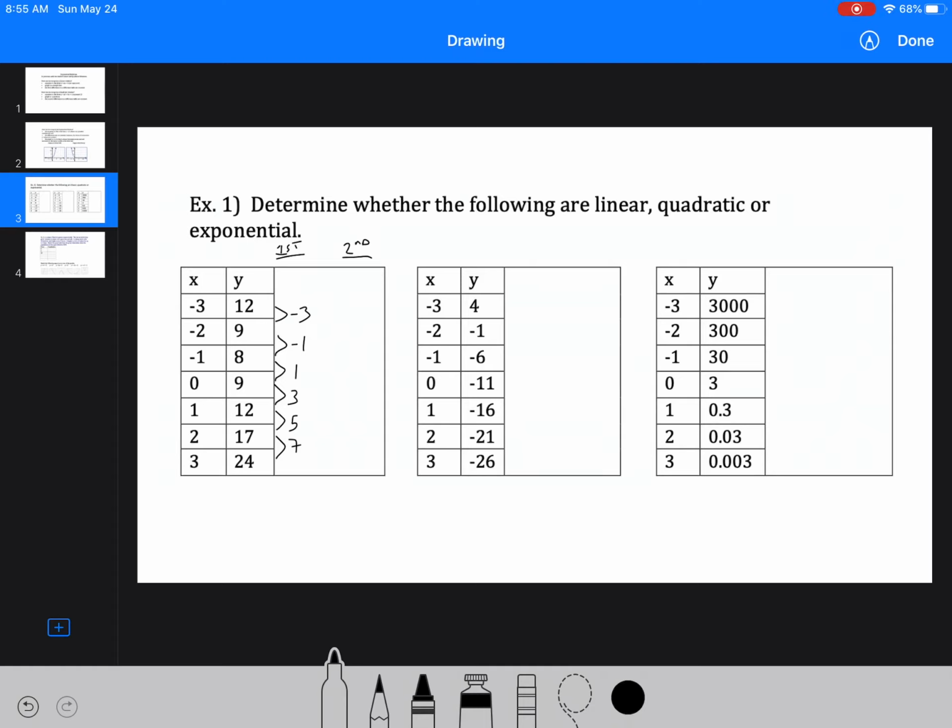I started at the bottom y value and subtracted the next number. That's the first difference. Now I'm going to do the same thing again, but with the new numbers. So 7 minus 5, I get 2. 5 minus 3, I get 2. 3 minus 1 is 2. 1 minus negative 1, well, that's like 1 plus 1 because of two minuses. And then 2 again. So therefore, this is a quadratic relationship. Alright, let's look at the next one.